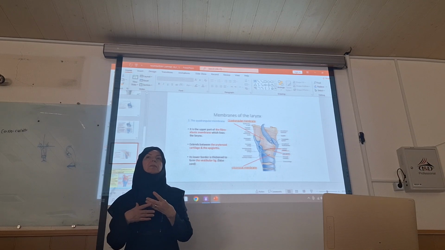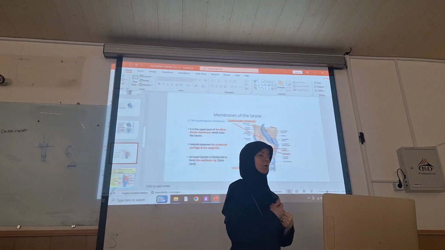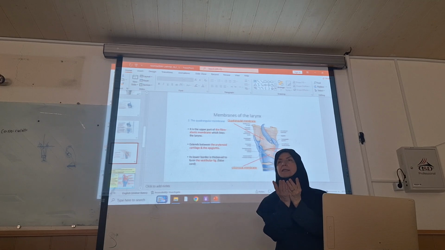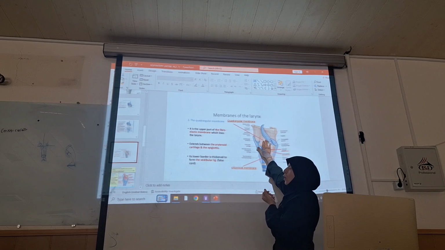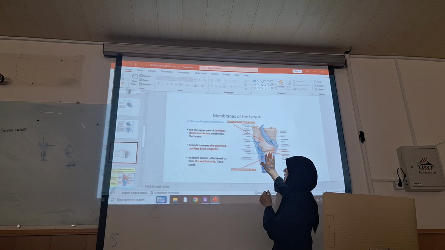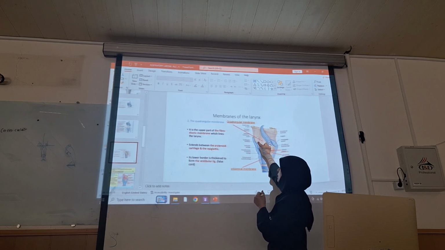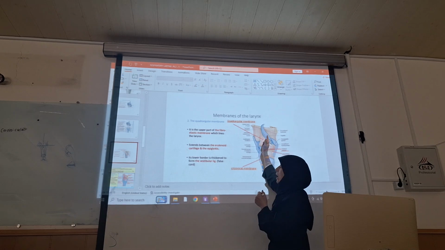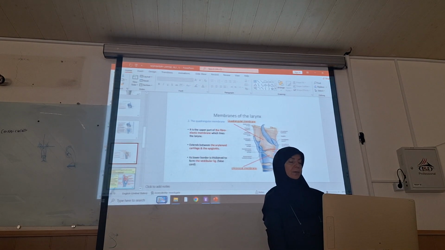If you want to prepare some MCQ questions, here you can prepare so many questions. Please prepare them by yourself, and in your exam you will read the MCQs that you prepared. For example, about the quadrangular membrane, the cricothyroid membrane, the vocal ligament, the vestibular ligament, the aryepiglottic fold, the inlet of the larynx. You can prepare a lot of questions.